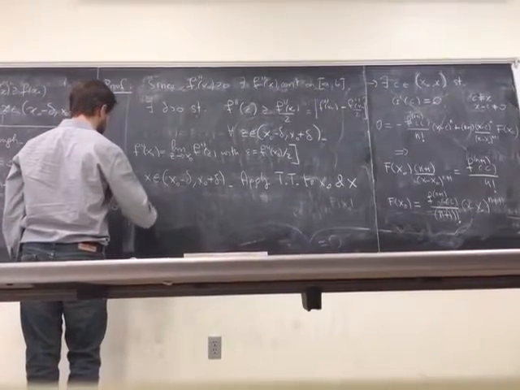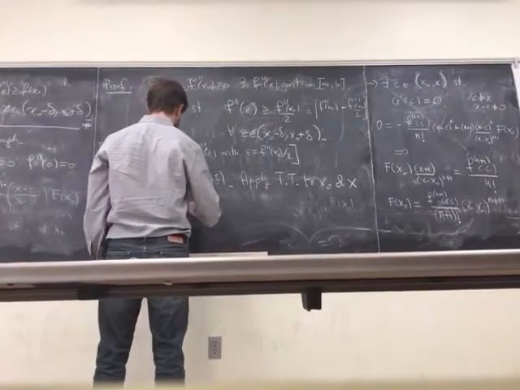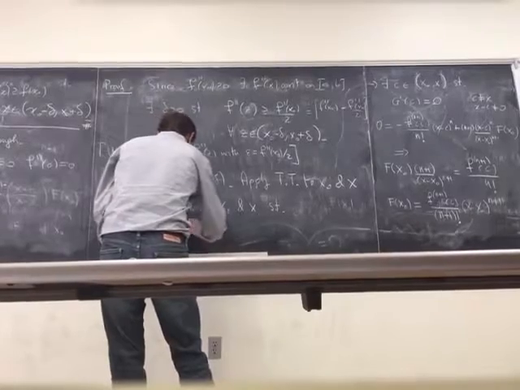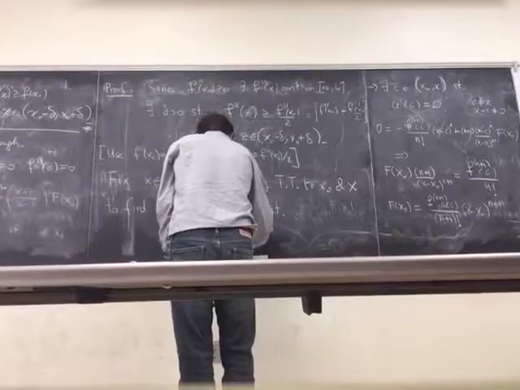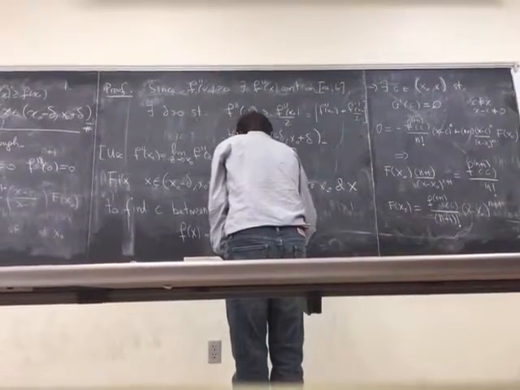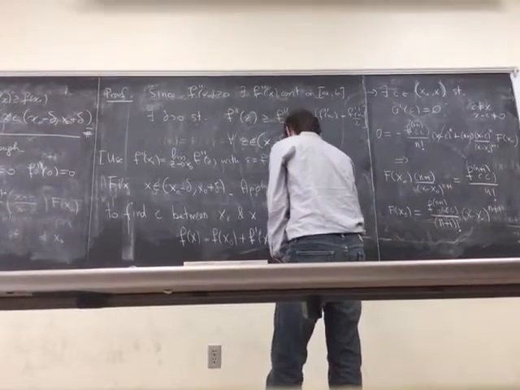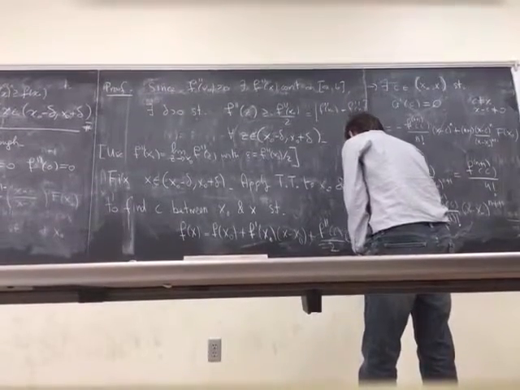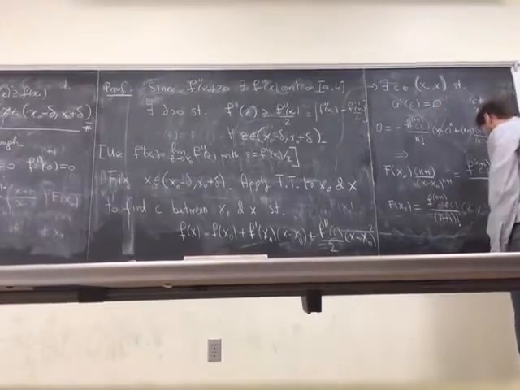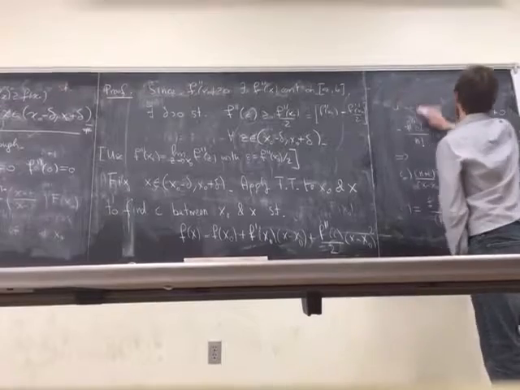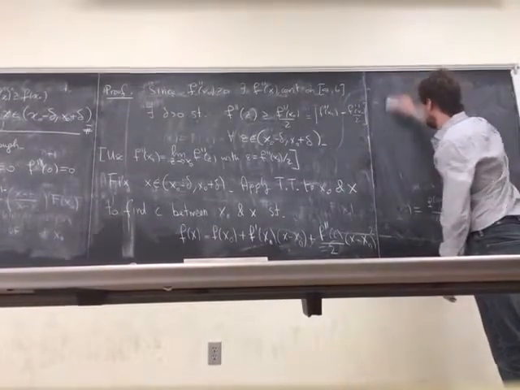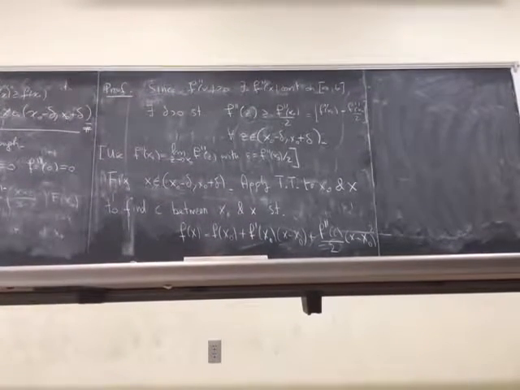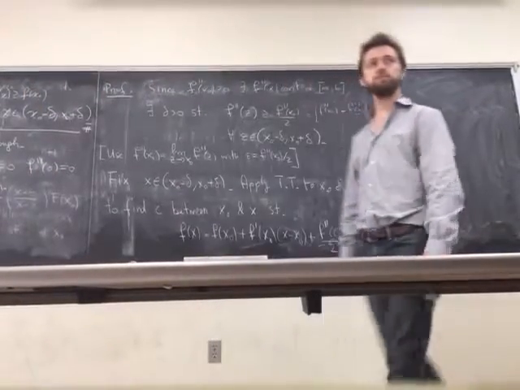Find C between x naught and x such that f at x will be equal to the Taylor polynomial of order 1, which is just f of x naught plus f prime of x naught times x minus x naught, plus f second at C over 2 times x minus x naught squared, right? Do you agree with that? Okay.